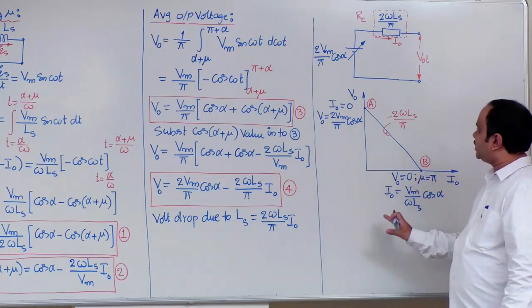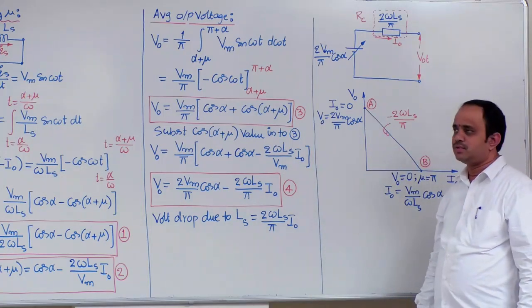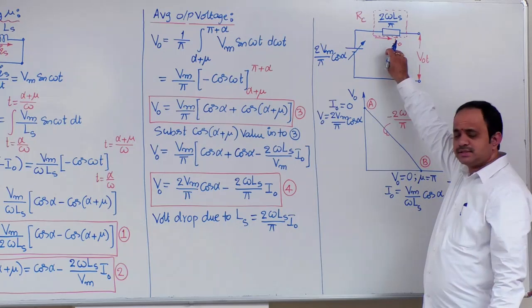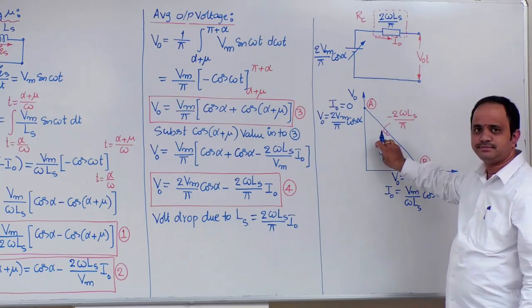Okay. So in this way, you can represent the converter circuit, full converter circuit, as an equivalent circuit like this, or a converter characteristics, a straight line like this.